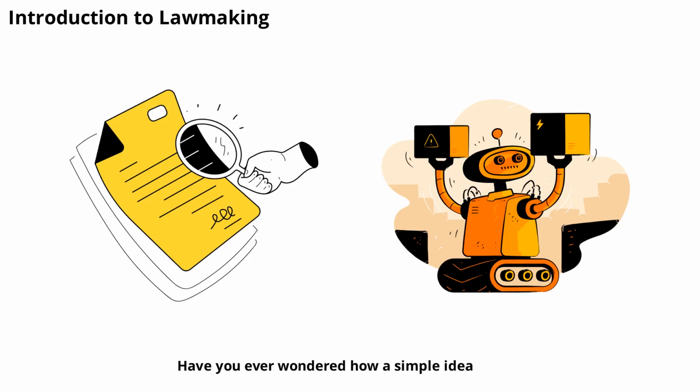Have you ever wondered how a simple idea transforms into a law that shapes our society? Today, we'll walk through the fascinating journey of how laws are made, step by step. Understanding this process not only helps us appreciate the rules that govern us, but also empowers us to participate in our democracy. From the initial spark of an idea to the moment a law is enforced, each stage involves careful consideration, debate, and decision-making. Let's begin our exploration by looking at where it all starts: the proposal of a new law.